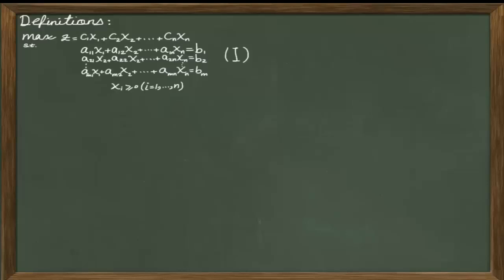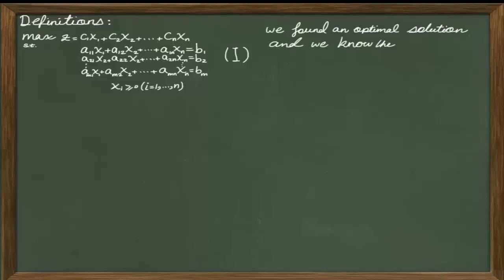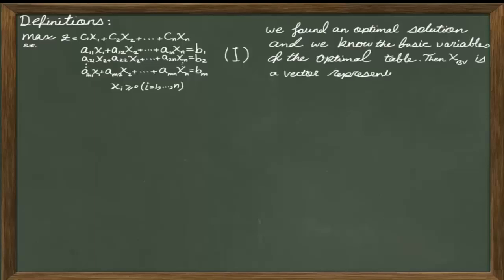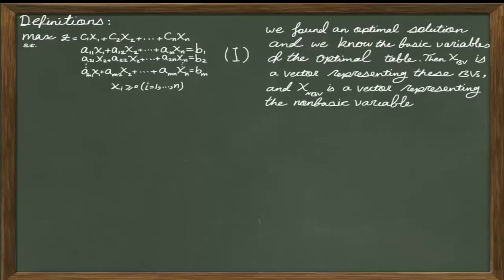Suppose you have a maximization problem as a generic form shown on the screen. You'll have n decision variables and m number of constraints. Suppose we found an optimal solution and we know what the basic variables are at the optimal table of the simplex. Then XBV is a vector representing the basic variables and XNBV is a vector that represents the non-basic variables.